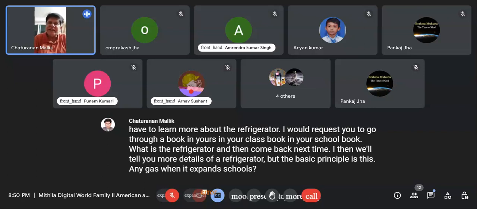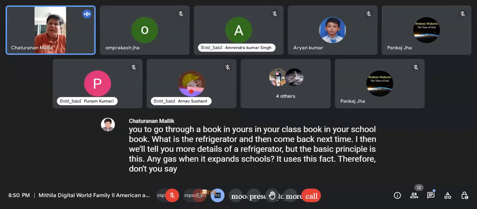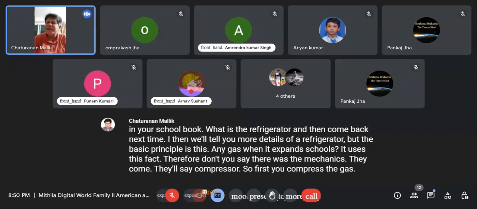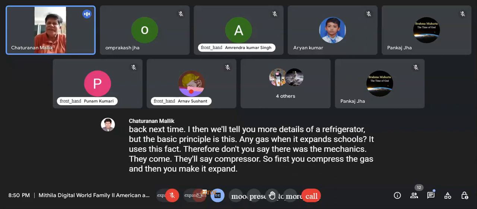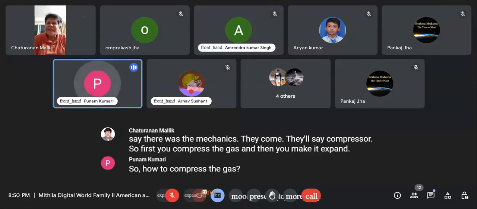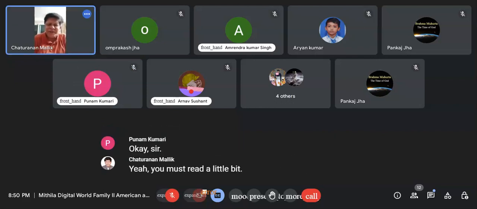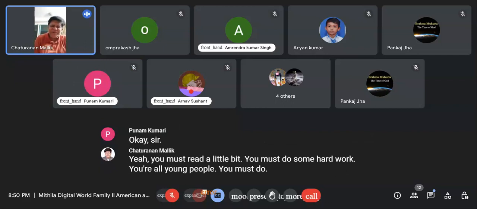It uses this fact. The mechanics, they will say compressor. So first you compress the gas and then you make it expand. Sir, how to compress the gas? No, first you read and next time I'll tell you how to compress the gas. Okay, sir. You must read a little bit. You must do some hard work. You're all young people. You must do some hard work.